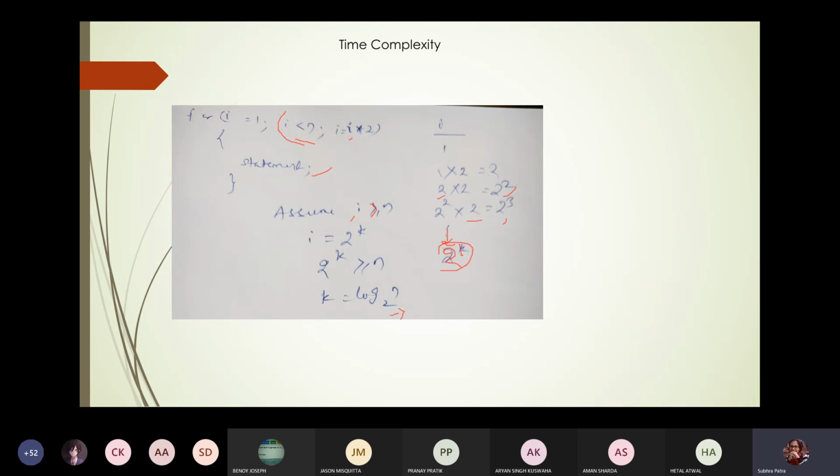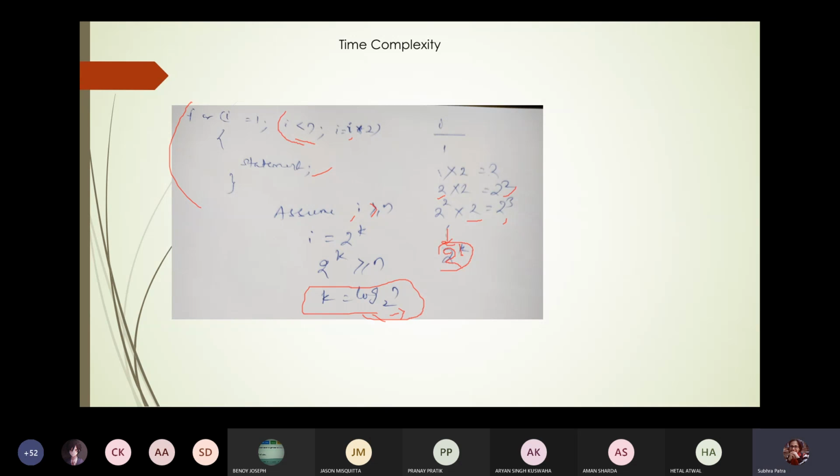Okay. So when we have such type of equations, for I equal to 1, I less than or equal to n, I equal to I cross 2, then we can say we are having the log order, the time complexity in the order of log n base 2. Is it clear? So the order is log n, log n base 2, just log n order. So log n is less than n, order of n. We'll see what this order is.